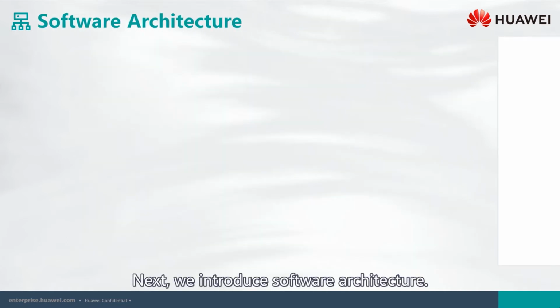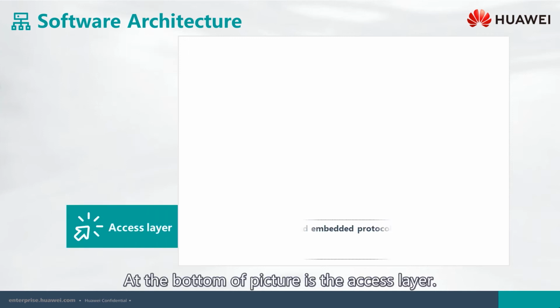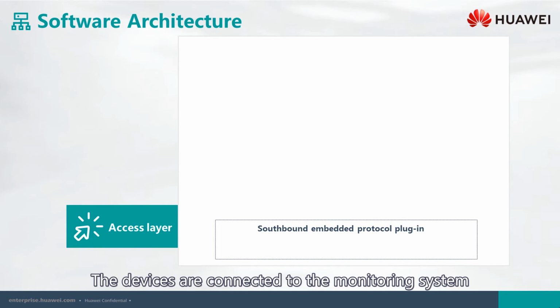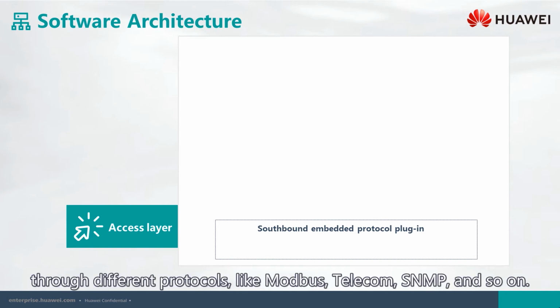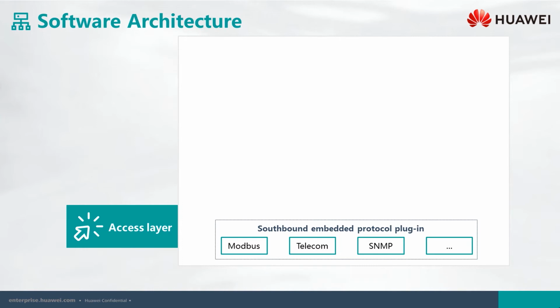Next, we introduce software architecture. At the bottom of the picture is the access layer. The devices are connected to the monitoring system through different protocols like Modbus, Telecom, SNMP, and so on.